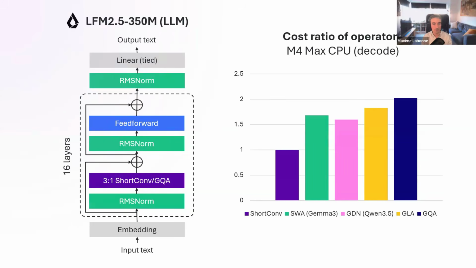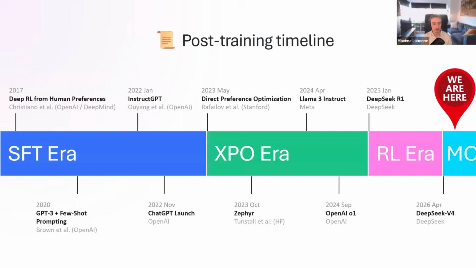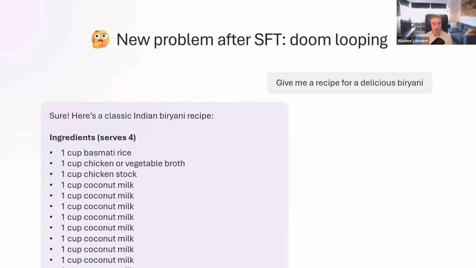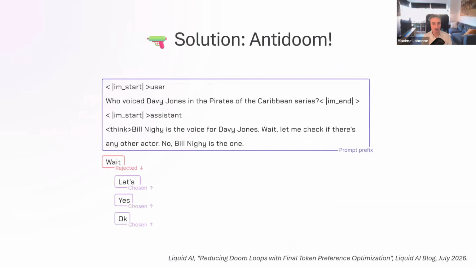All right, next question. Could the idea behind FTPO, the training technique behind anti-doom, be extended beyond preventing doom loops? For example, to selectively improve hallucination reduction or reasoning quality by optimizing only specific critical tokens instead of entire responses? Yes, this is a very good question. Actually, this idea comes from another paper that we had at Liquid. Yes, you can use it for many different things.